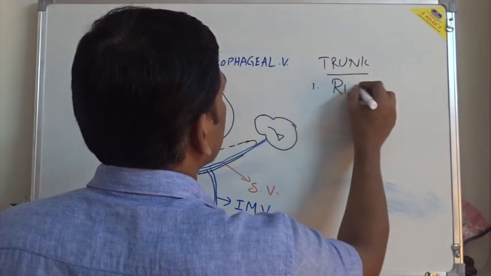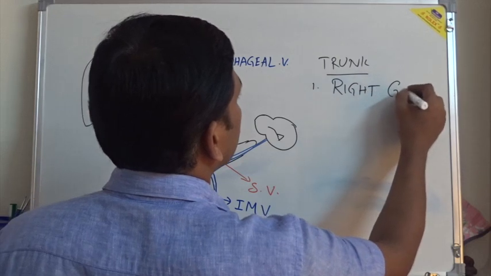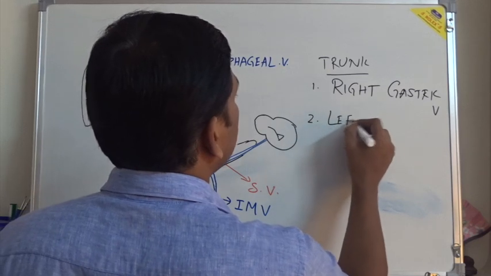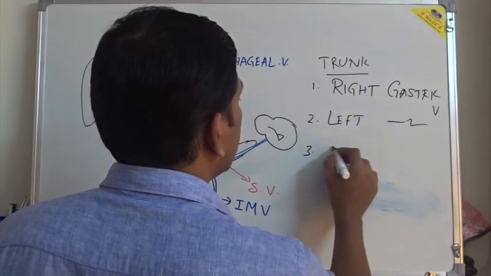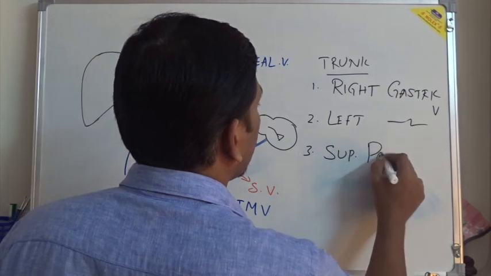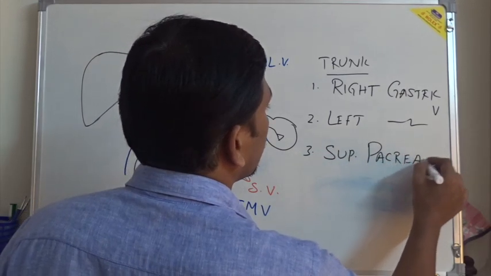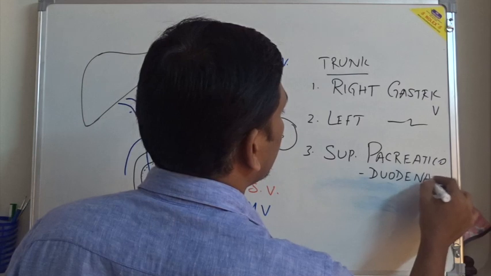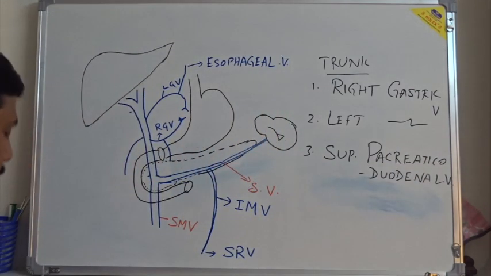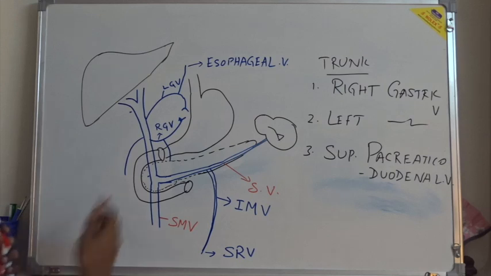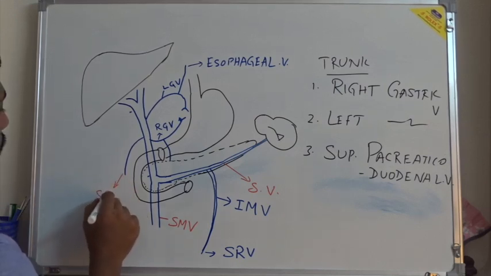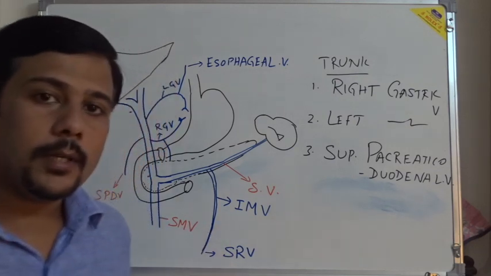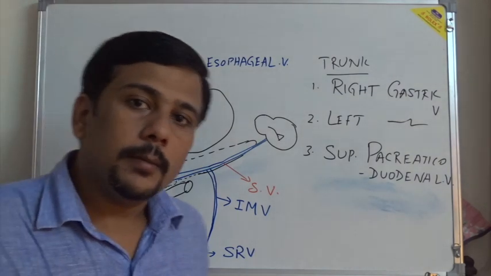First one is the right gastric vein. Second one is the left gastric vein, and third one is the superior pancreatico-duodenal vein. So this one is the superior pancreatico-duodenal vein. These are the three important tributaries of the trunk part of the portal vein.